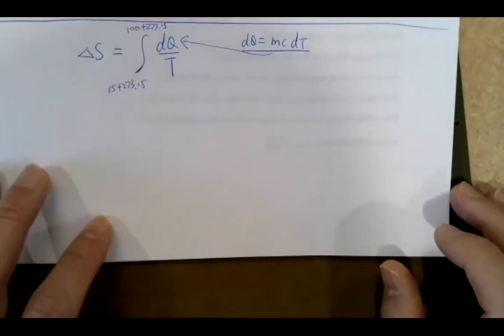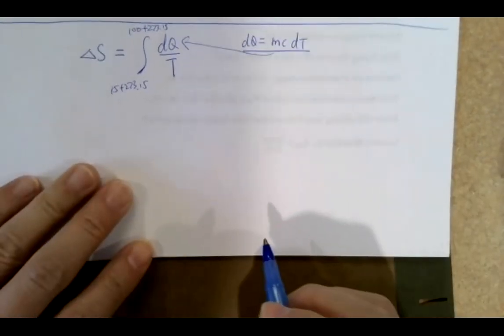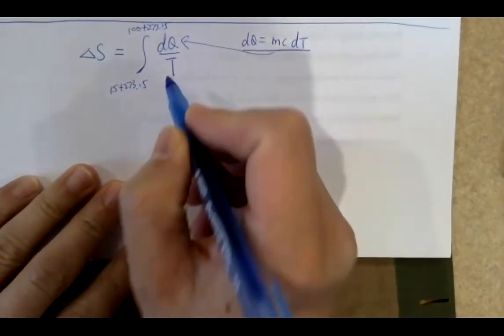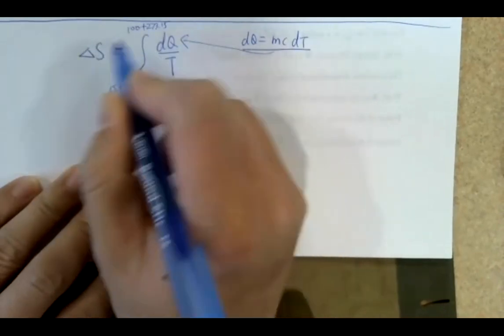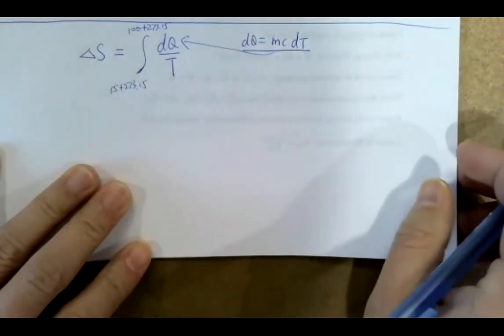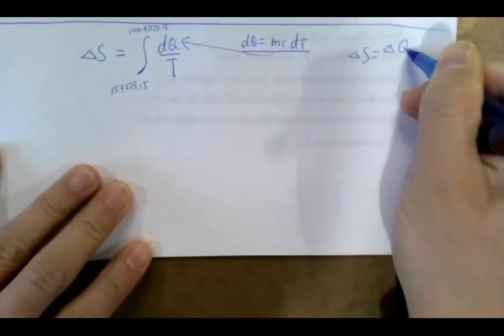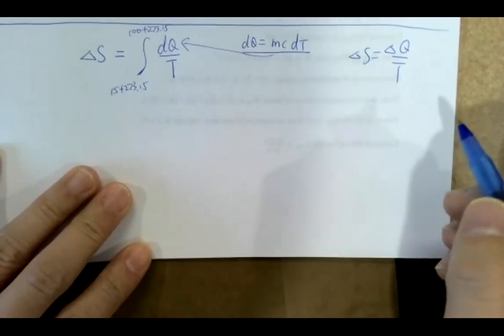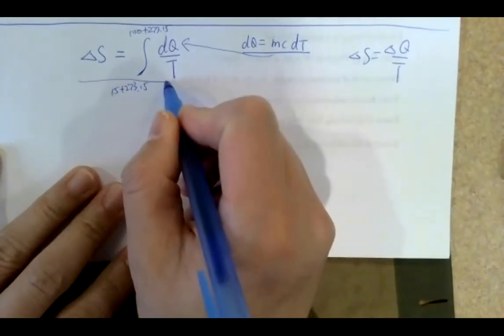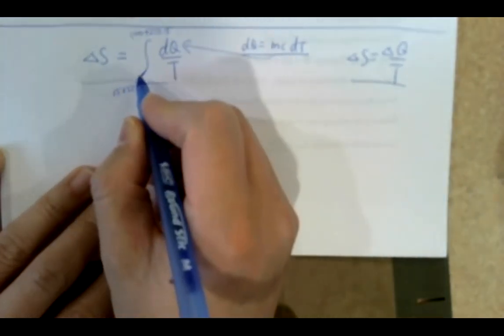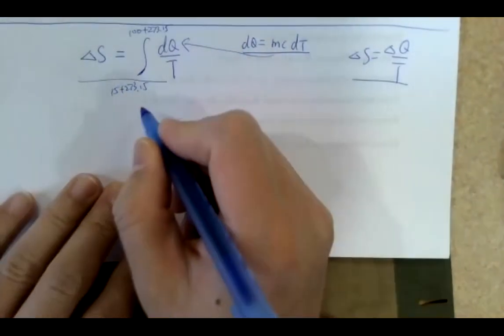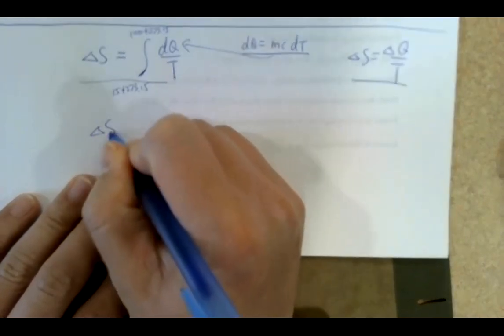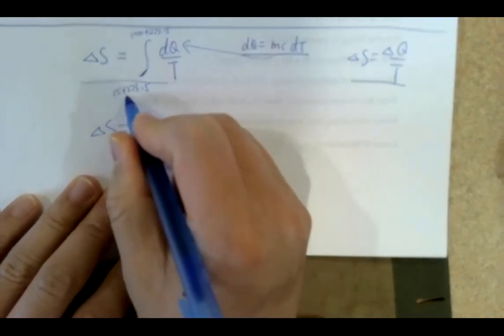All right, so let's take a look here. When temperature is changing, you want to use this expression. Otherwise, you can just use delta S equal to delta Q over T, if temperature is not changing. If temperature is changing, you use this. Otherwise, you use that. So in this case, your temperature of water is changing, so we'll use this one. So delta S then equals integration from this to that.